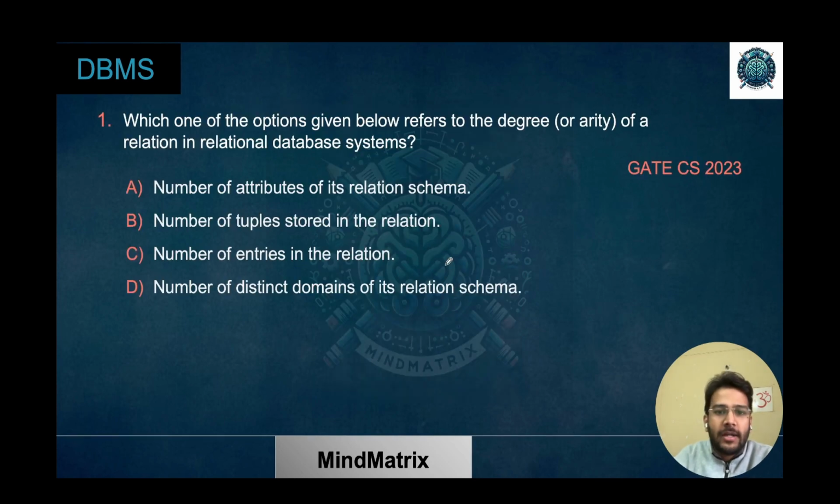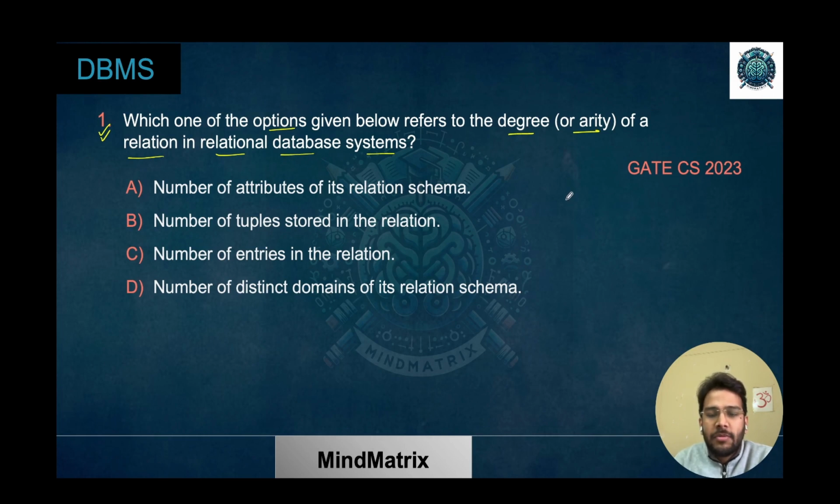So let's start, and this is the first question that we have from DBMS GATE CS 2023. Let's read the question first. Which one of the options given below refers to the degree or arity of a relation in a relational database system? So here it is talking about RDBMS, Relational Database Management System. And here it is basically asking about the degree of a relation.